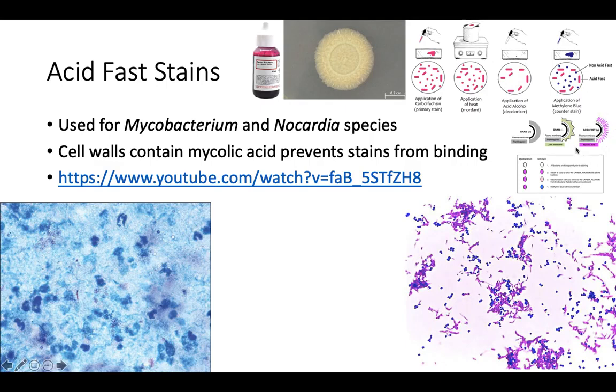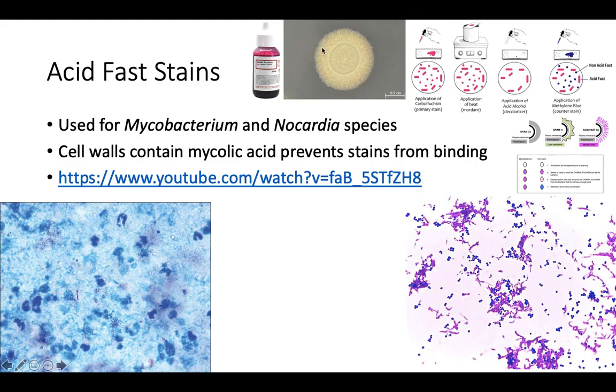That mycolic acid prevents crystal violet and things from binding to it. So you can't stain this guy with traditional methods. Methylene blue won't bind, things won't bind it very well at all. You have to find something that will bind to mycolic acid to stain these guys. The thing that's used to stain these guys is carbol fuchsin. So carbol fuchsin is our primary stain. You add it, and then once again you're going to add heat.